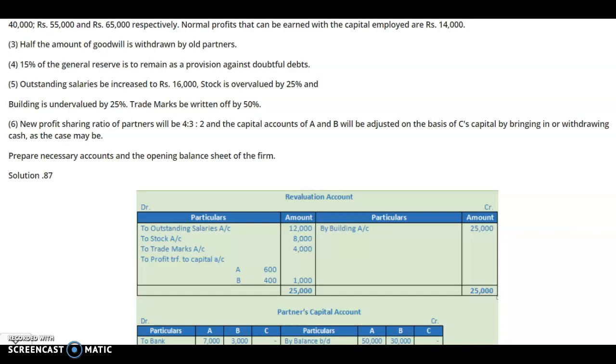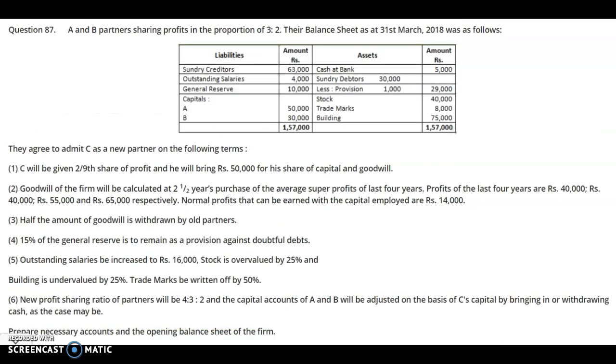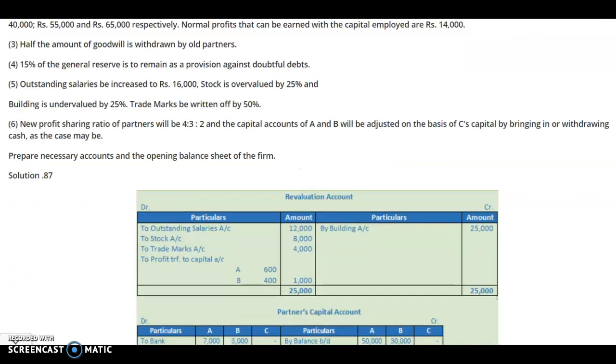Then trademarks are valueless. Trademarks be written off by 50%. Trademarks are of 8,000 in the balance sheet. 50% is the loss that we write on the debit side.